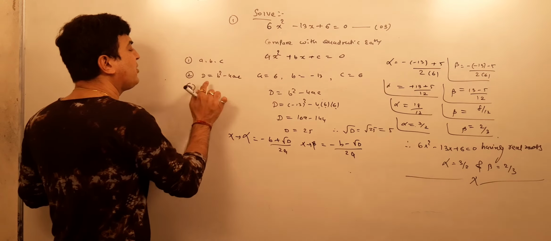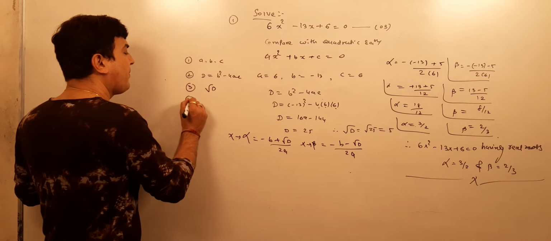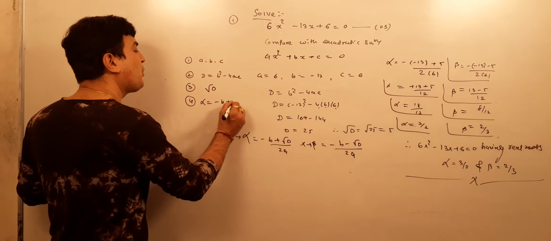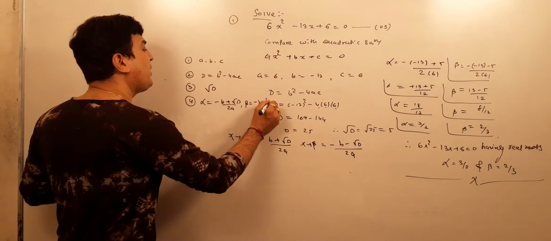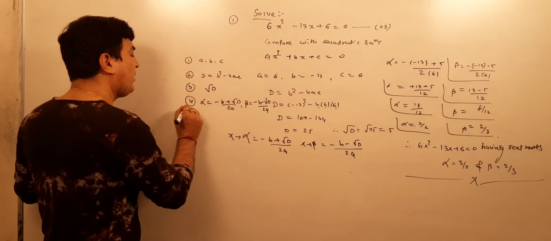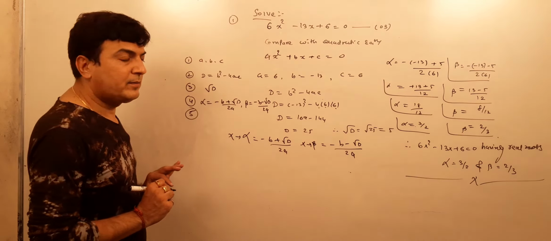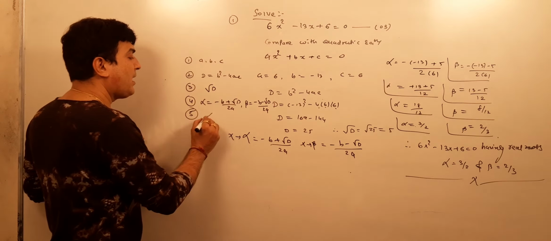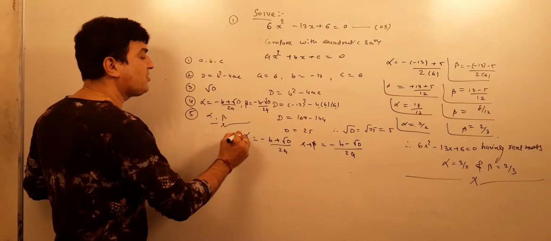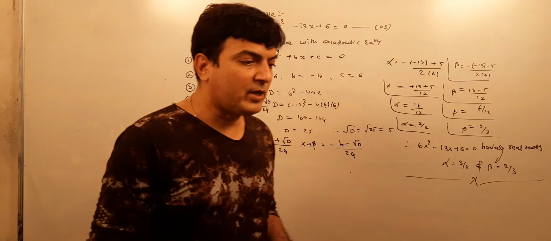Third step, find the root D. Fourth step, alpha is minus b plus root D upon 2a. Beta is minus b minus root D upon 2a. And the fifth one: this is the final answer of alpha and beta value.